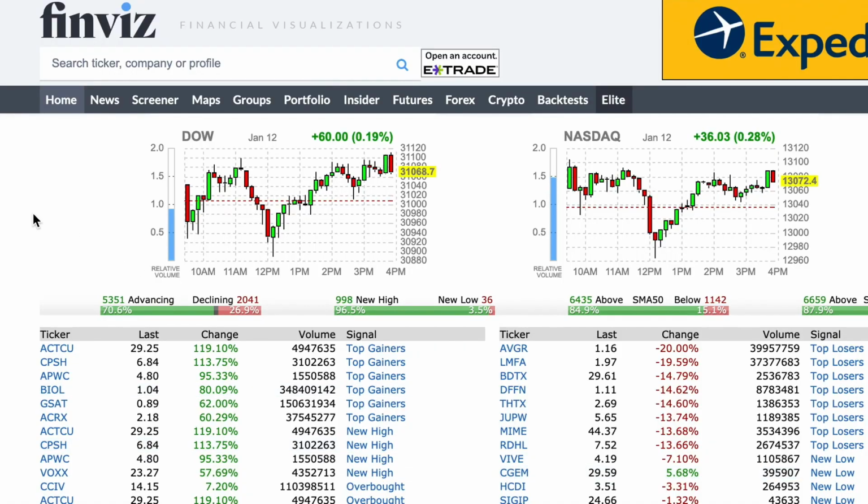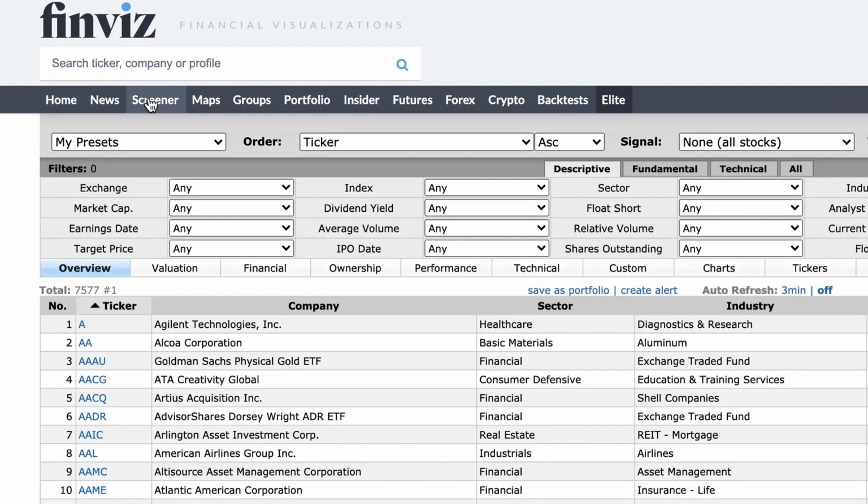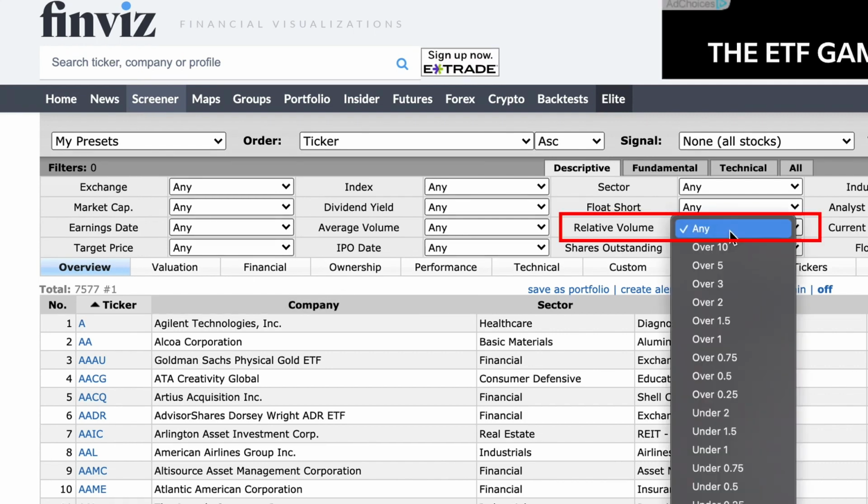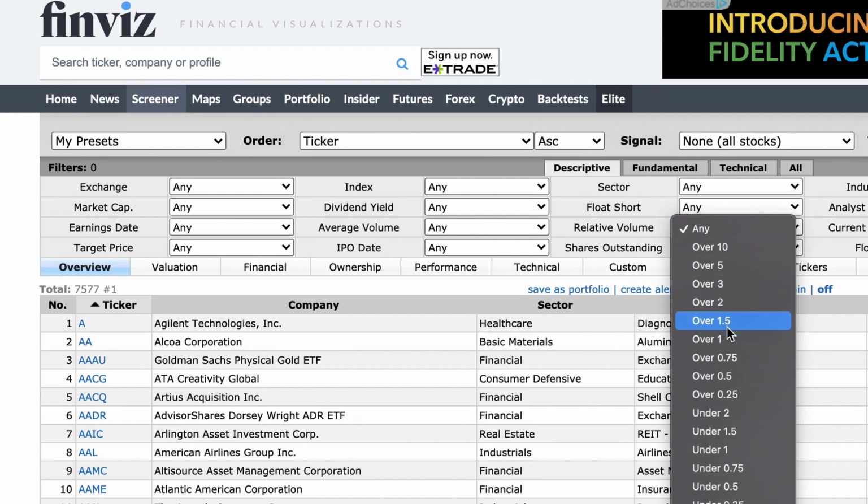Cool, so welcome to FinViz and let's get you set up with the scanner. So once you open it up, navigate over to the screener. There's multiple settings here that you can tweak, but I'll show you my setup. So the first step here is tweaking the relative volume. Relative volume is our interest metric.